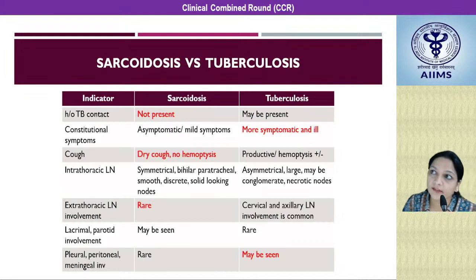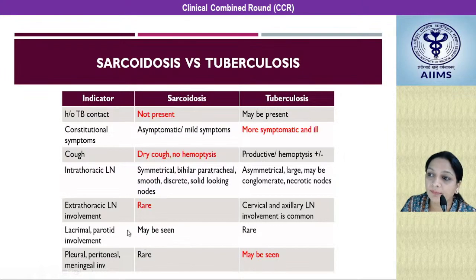Therefore, there are certain indicators which can point towards sarcoidosis versus tuberculosis. A history of tuberculosis may not be present in sarcoidosis. The constitutional symptoms are typically more common in tuberculosis. The cough is dry with no hemoptysis in sarcoidosis. Also, intrathoracic lymphadenopathy, as I have described, is symmetrical, bihilar, paratracheal, smooth, discrete, and solid, whereas in tuberculosis, it is large, asymmetrical, conglomerate with necrotic nodes. Extrathoracic lymph node involvement is extremely rare in sarcoidosis, whereas it is commonly seen in tuberculosis.